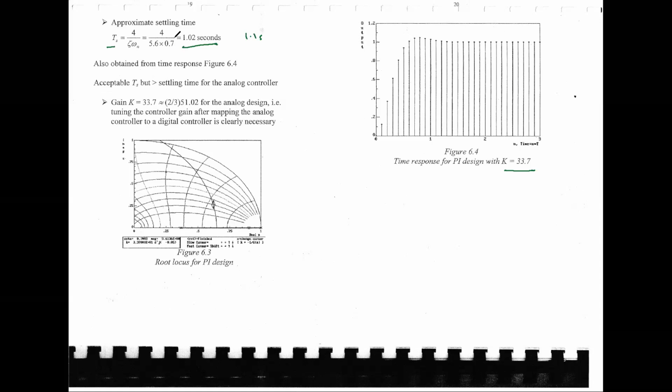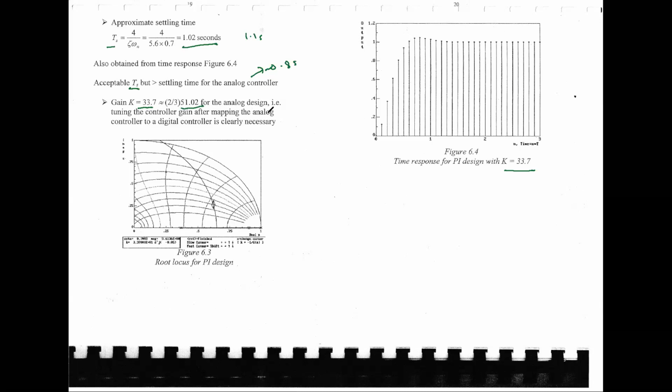The settling time is acceptable, but TS, the settling time, is greater than the settling time for the analog. Remember, in the analog controller, we got around 0.8 seconds, so in digital it's greater. Also, gain is 33.7. Sorry, it's not greater. It's approximately equal to 2/3 of the analog gain.